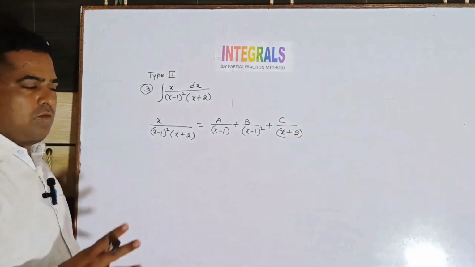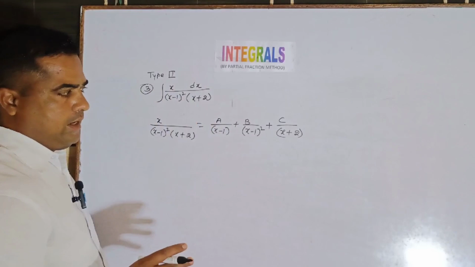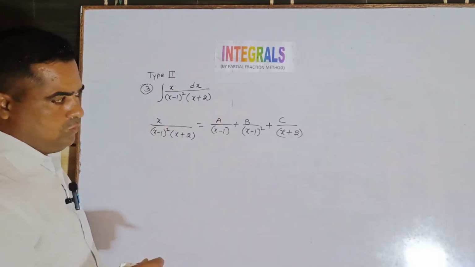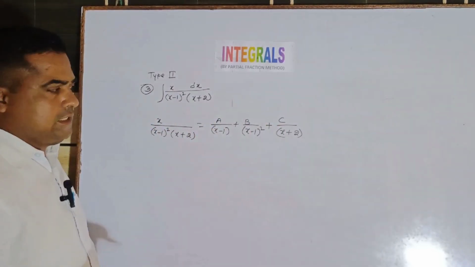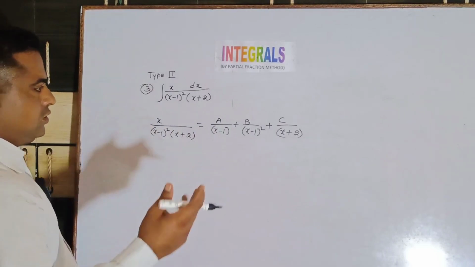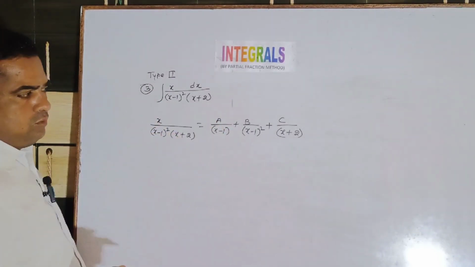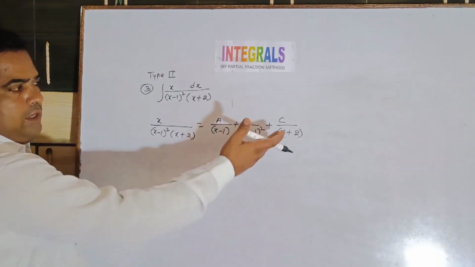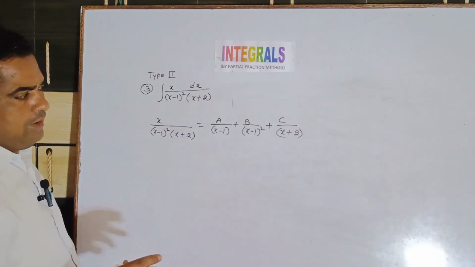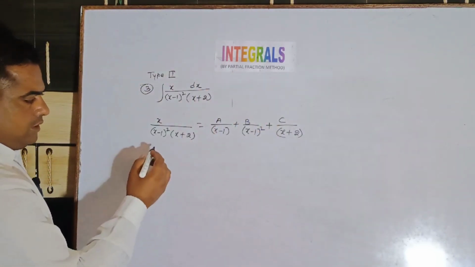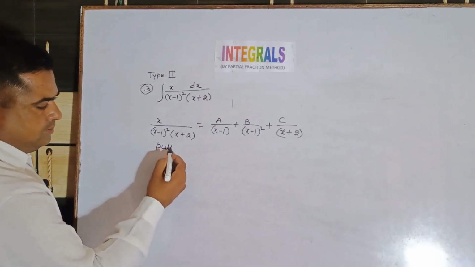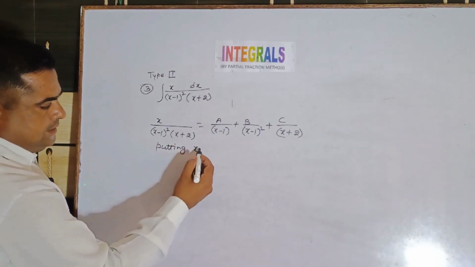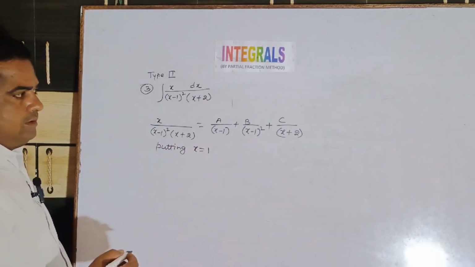Correct? Now you can find the value of any two variables. Once we will put x equals to 1 and once we will put x equals to minus 2. So first of all, we are putting x equals to 1. So you will get the value of b here. When you will put x equals to minus 2, so you will get the value of c here. So first of all, putting x is equals to 1.